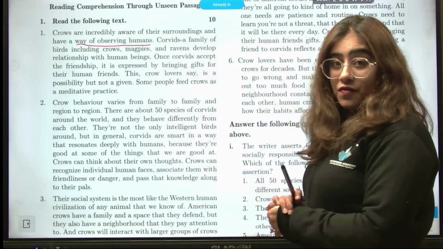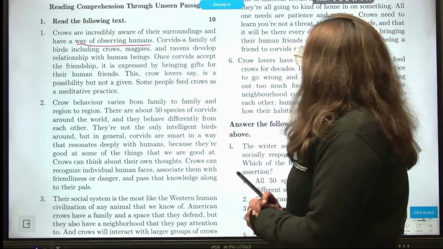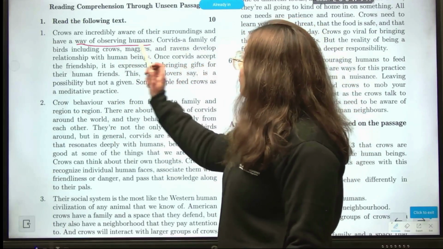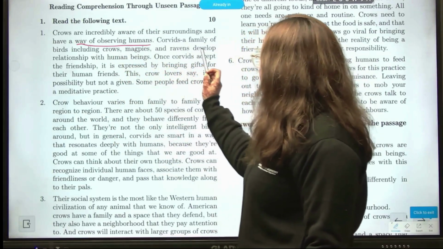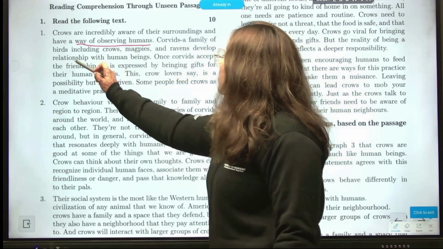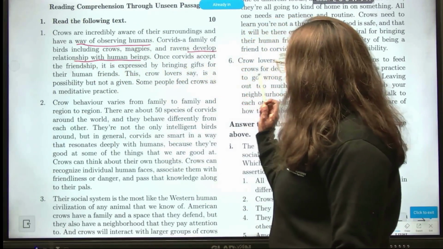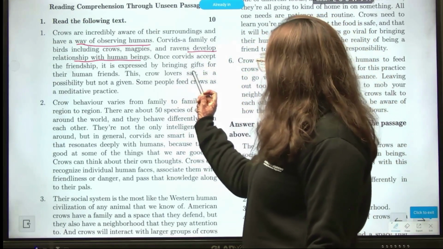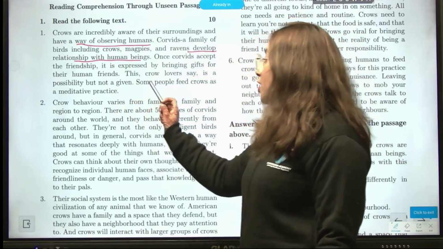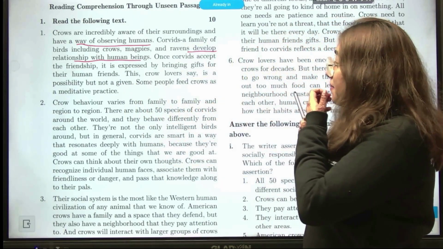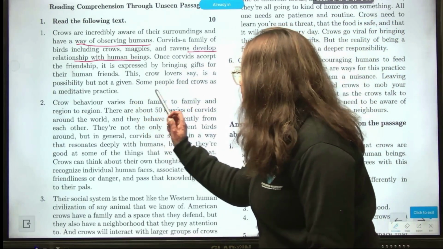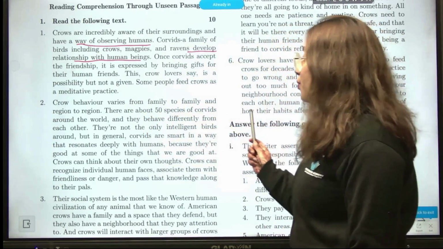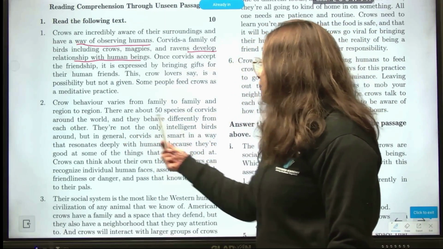Corvids, अब हम लोग भी observe करते हैं humans पे, right? Corvids, a family of birds including crows, magpies, and ravens, develop relationship with human beings. All right. Once corvids accept their friendship, it is expressed by bringing gifts for their human friends. This crow lovers say is possibly but not a given. Some people feed crow as a meditative practice. Crow behavior varies from family to family and region to region. There are about 50 species of corvids around the world and they behave differently from each other.